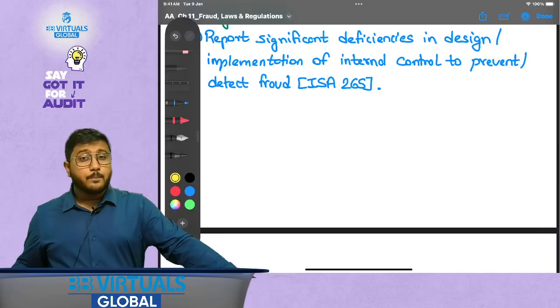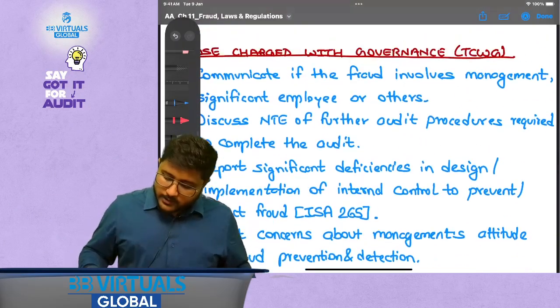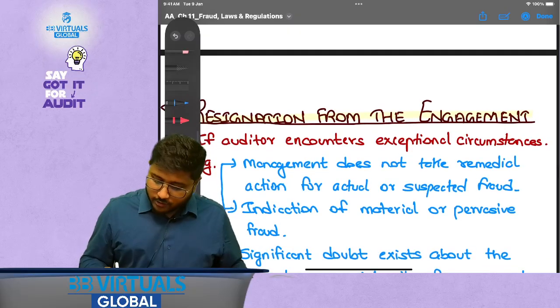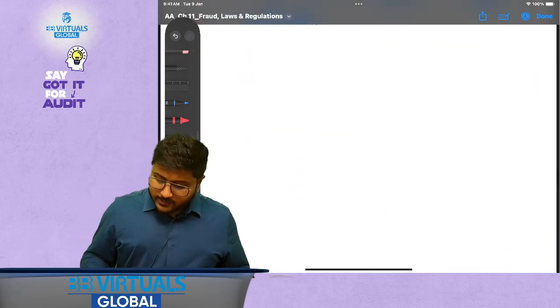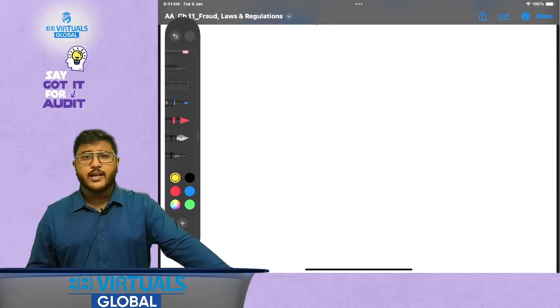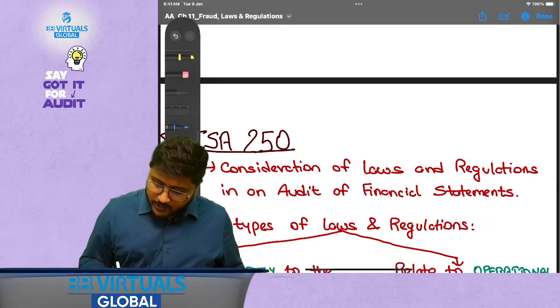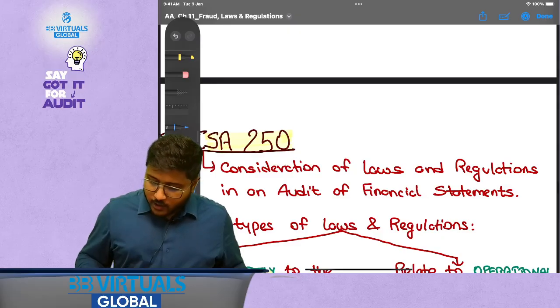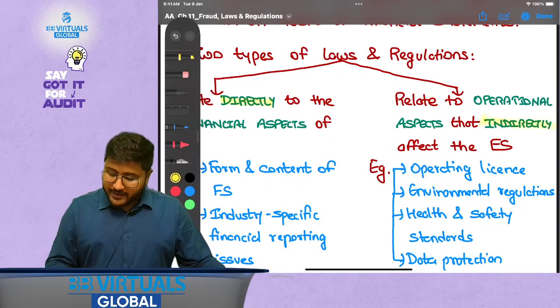This is completely different from that communication that is required for the deficiencies in internal control. Then we are going to go for the discussion on resignation from the engagement, when auditor could resign from the engagement, and this is how we will be completing ISA 240, and then we will be going for the discussion on ISA 250. When I say ISA 250, we are going to go for the discussion of laws that have direct impact and laws that have indirect impact.